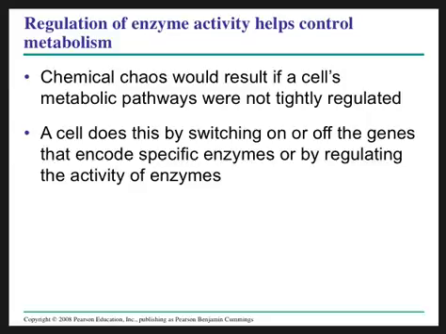If we didn't have the ability to turn on and off enzymes, we would have chemical chaos. Metabolic pathways would be shooting off right and left. We'd have no way to stop them. Everybody would be running at max speed all the time, no matter what. And that's not going to work. So we have to regulate those metabolic pathways, okay? And a cell does this by turning on and off the genes that encode for specific enzymes. So by regulating the enzymes, we regulate the chemical reactions within the cell.